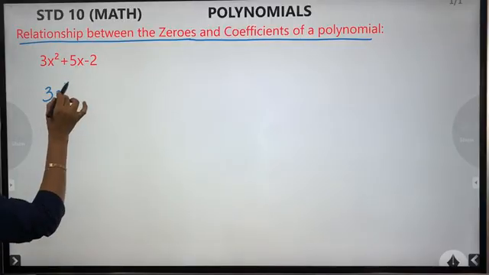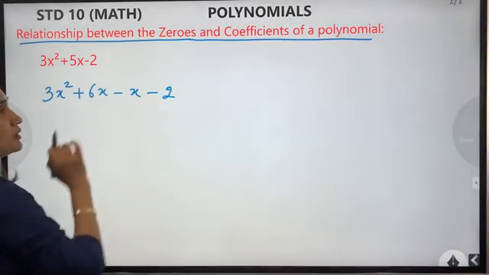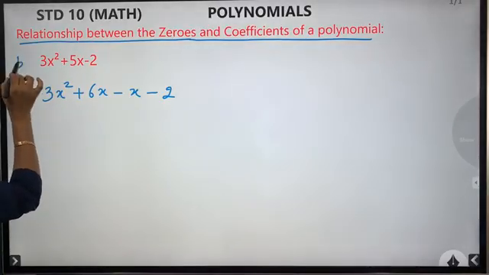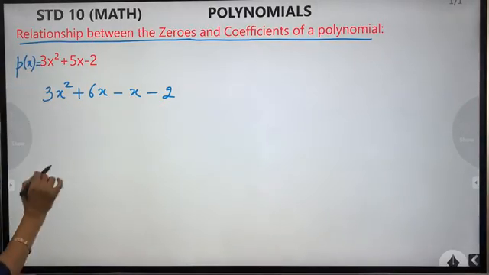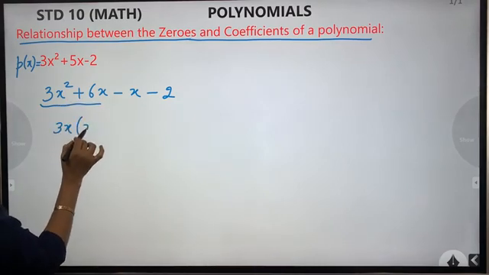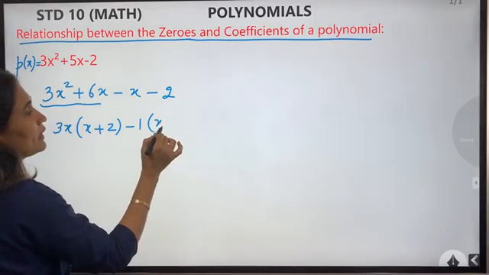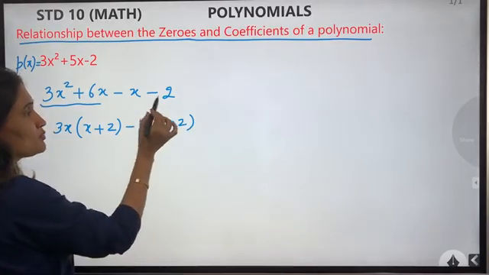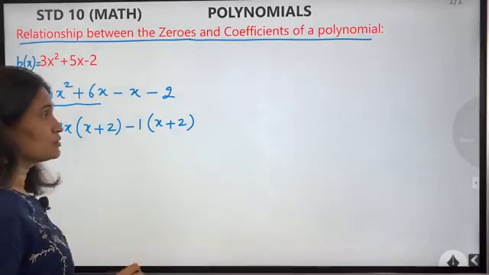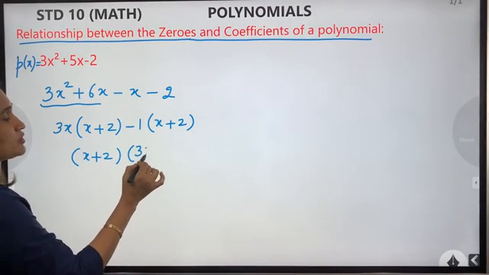So how do I write? 3x square plus 6x minus x minus 2, right? So this is actually your polynomial p of x. Now, from these two terms I take 3x common, so what do I get? X plus 2, and minus I take 1 common, so I get x plus 2. Why? Because both were having minus sign, so I took minus common. So what do I get, children? X plus 2 and 3x minus 1.